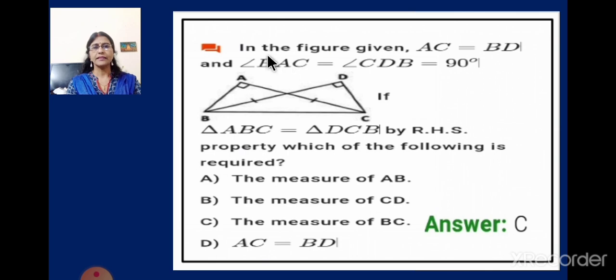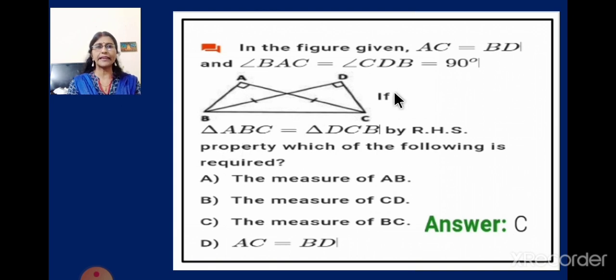Now next question. In the figure given, AC is equal to BD. So here you can see AC is given which is equal to BD. This is one of the perpendicular sides of a right angle triangle. And next what is given? Angle BAC is equal to angle CDB, which is equal to 90 degree. You can see here in the figure. Angle BAC, and another angle is angle CDB. And both the angles are 90 degree. So this is given in the question.